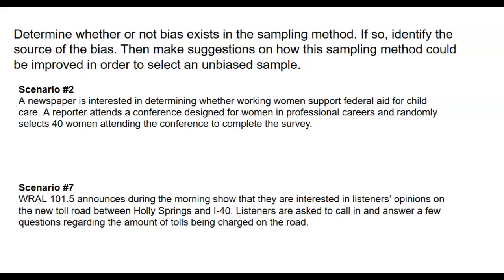Scenario number 7. WRAL 101.5 announces during the morning show that they are interested in listeners' opinions on the new toll road between Holly Springs and I-40. Listeners are asked to call in and answer a few questions regarding the amount of tolls being charged on the road. This creates voluntary response bias.